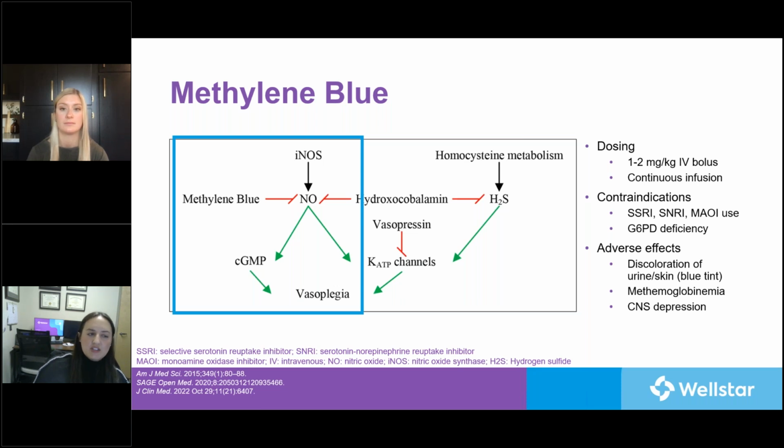A couple of contraindications to keep in mind. So methylene blue is serotonergic, and it's contraindicated or not recommended to be used with other serotonergic agents like SSRIs, NRIs, or MAOIs. And then it's also contraindicated in patients that have a G6PD deficiency.